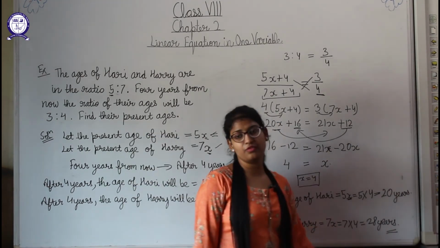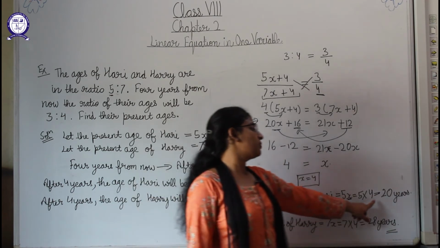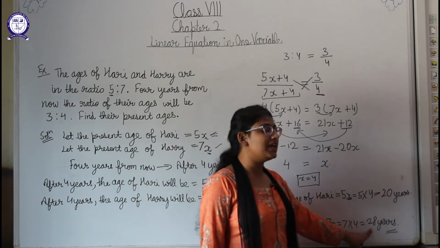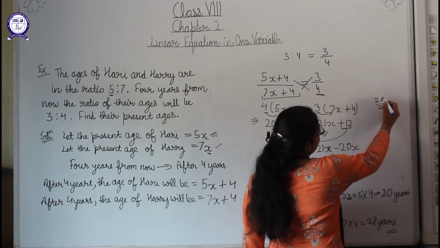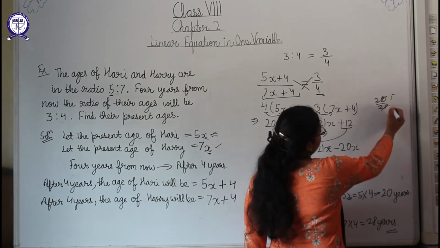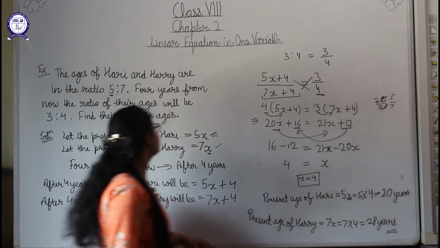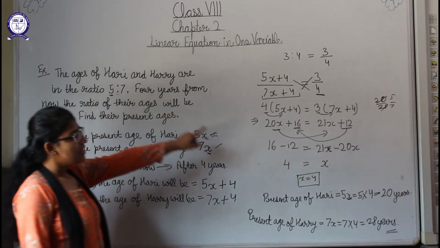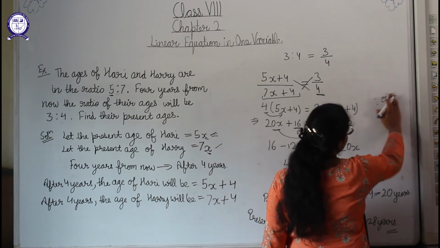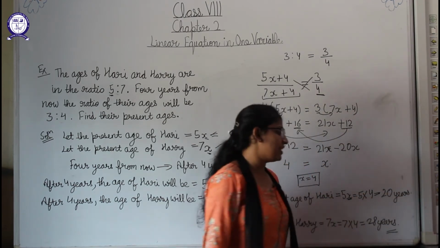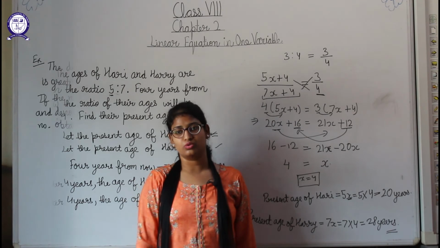Now students, if you want to check, then 20 by 28 we can divide by 4. So it will be 5 and it will be 7, and the ratio of present ages was 5:7. It means our answer is right. So by this you can check whether your answer is right or not.